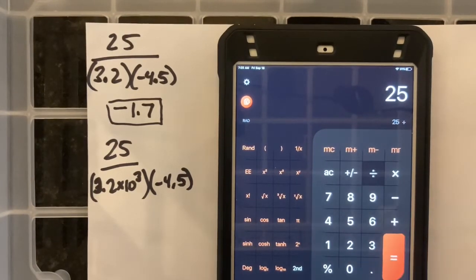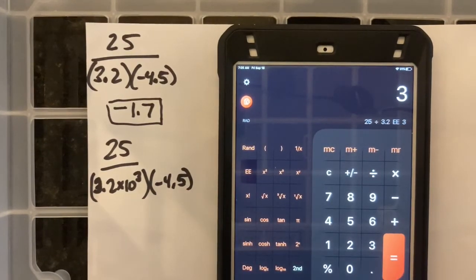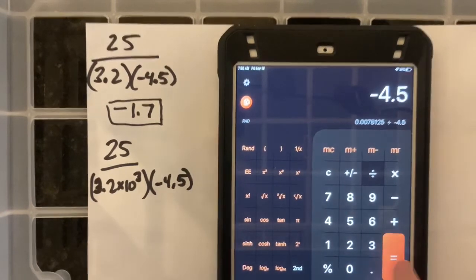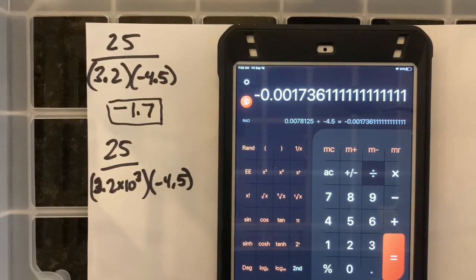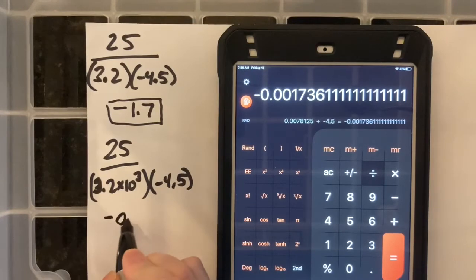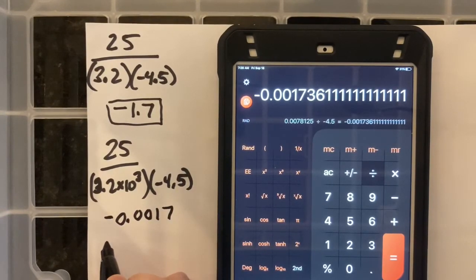25 divided by 3.2, and then the double E here for 3. And you can see it in the equation. It's 25 divided by 3.2 to the third. I hit my enter. And then I also divide by negative 4.5, enter. And now I get that answer. Again, everything is 2 sig figs, so my answer is in 2 sig figs, so it's negative 0.0017. Or I could put in scientific notation.